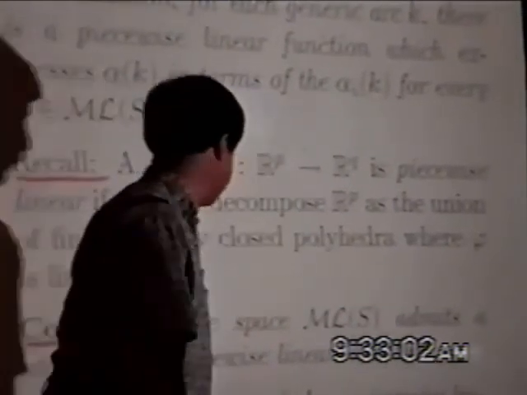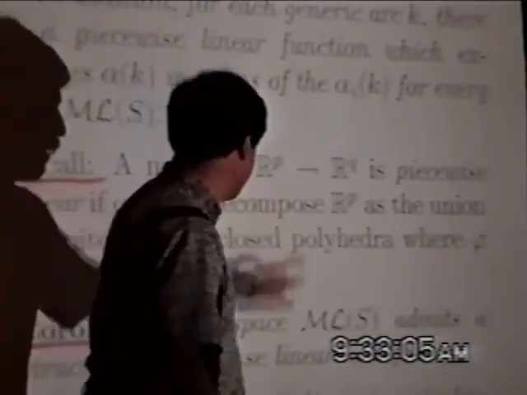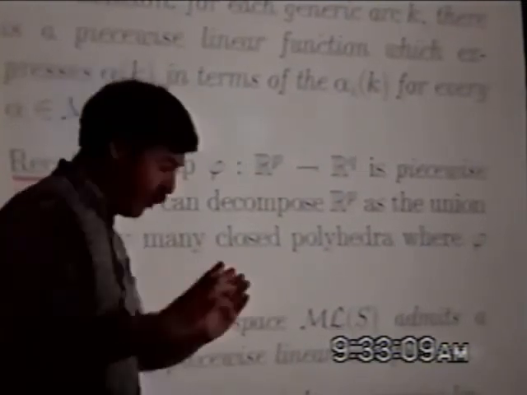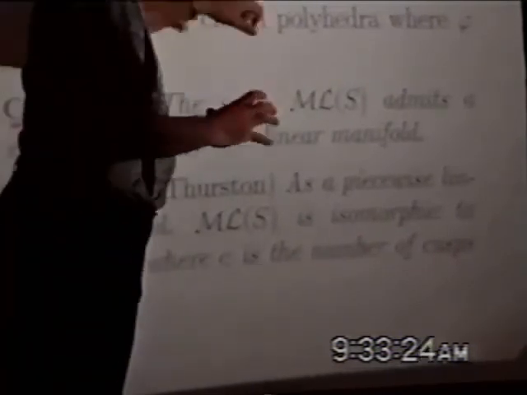Now, what's piecewise linear? I have to remind you a little bit that the map is piecewise linear. There are many definitions, but one way is to say that you can decompose the domain as a union of finitely many closed polyhedra, where the map is linear, and the map is continuous. And a piecewise linear submanifold is something where you have piecewise linear charts which make it look like Rp in Rn. So you take the standard definition of submanifold, but you replace differentiable by piecewise linear, and piecewise linear homeomorphism instead of diffeomorphism.